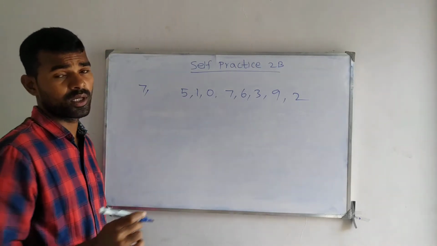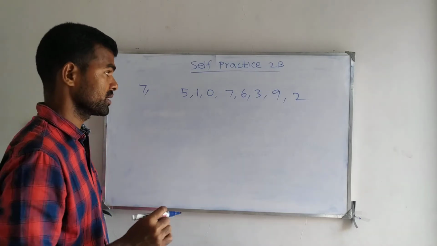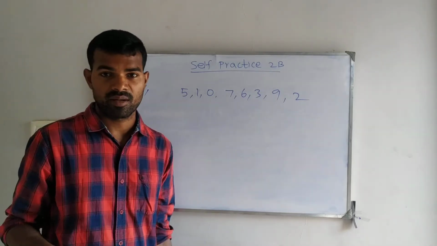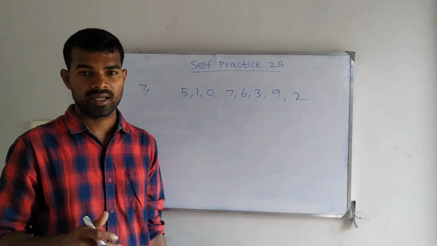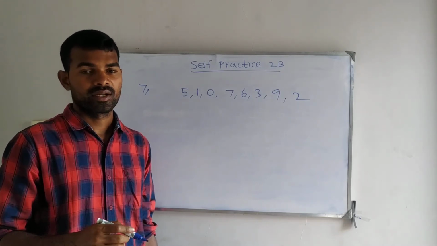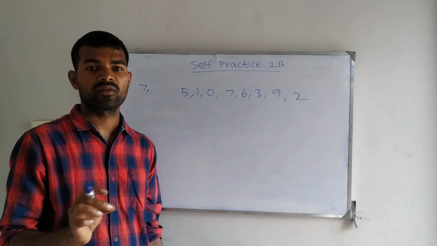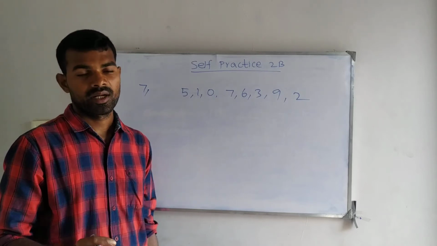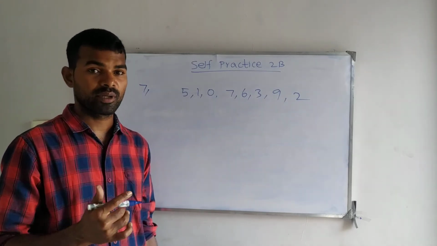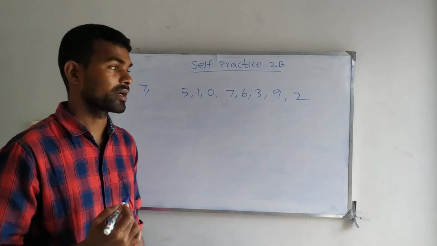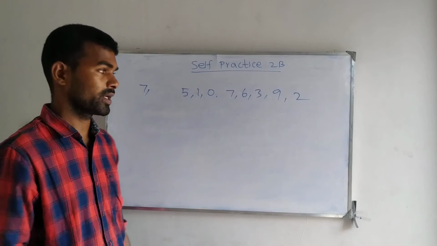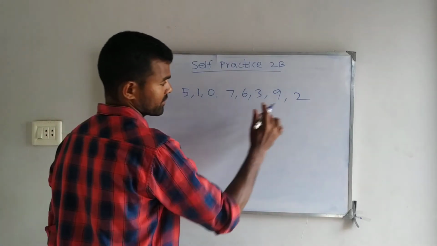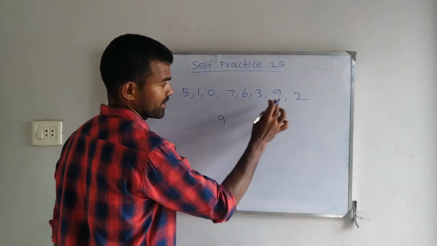Largest number. How will you form the largest number? To form the largest number, we have to write in which order, ascending order or descending order? To form the smallest number, we write in ascending order. To form the greatest number, we write in descending order. Descending means greater number first, then smaller, smaller, like this. What is the greatest digit in this? 9. 9 is the greatest digit.